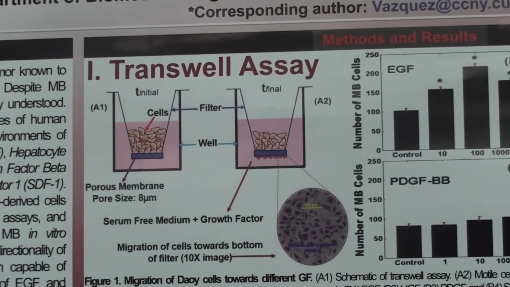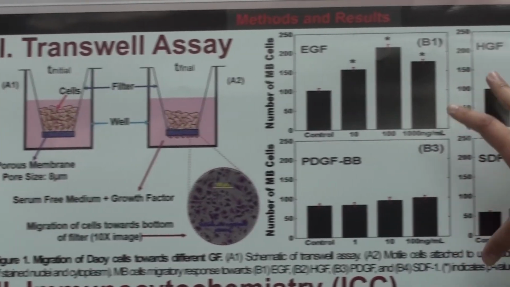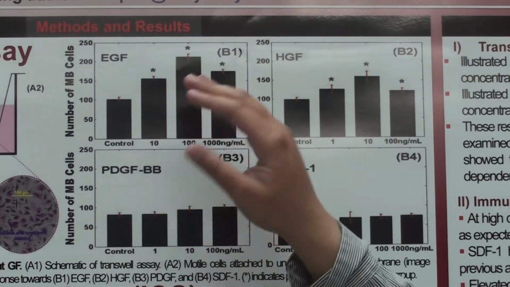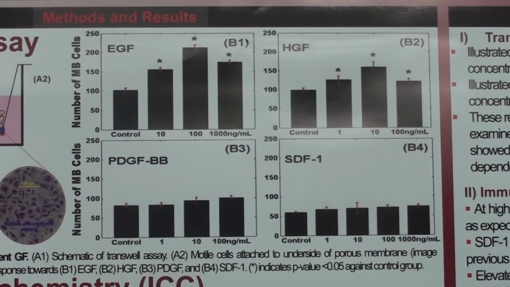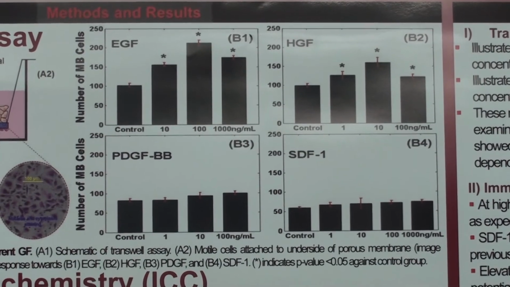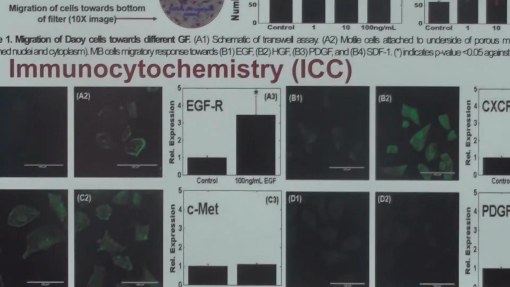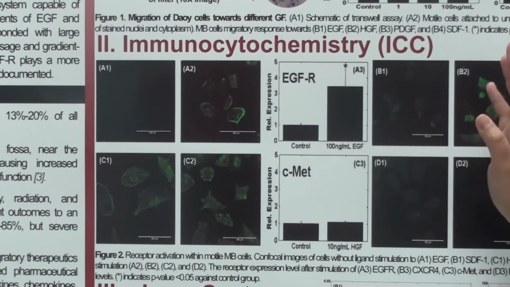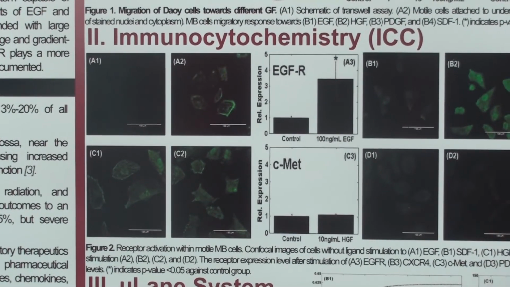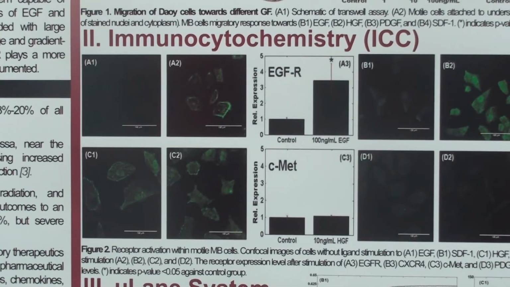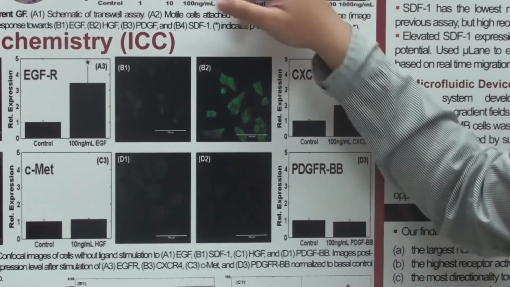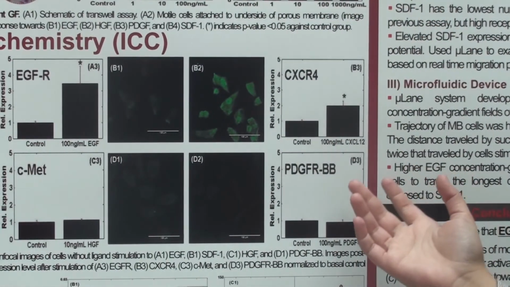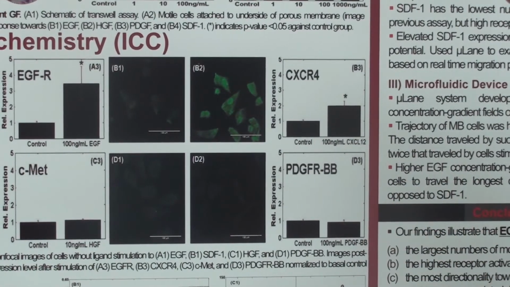From the results that we obtained from the transwell assay, we look at the highest concentration at which these cells migrate, and we stimulated with their respective growth factor receptors, and we found that EGF had the highest receptor activation. It was a surprise for us that CXCR4, the receptor of FDF1, also showed the highest receptor expression.